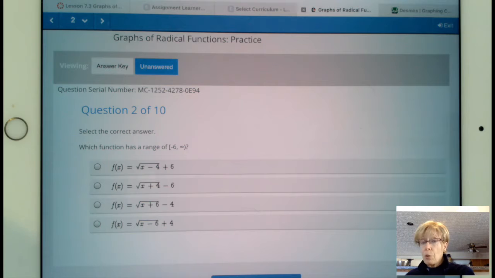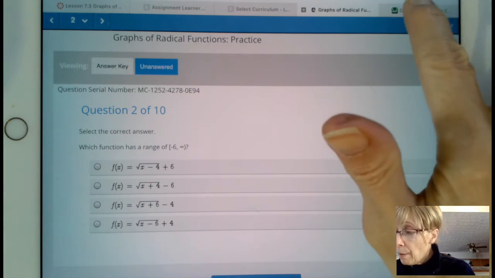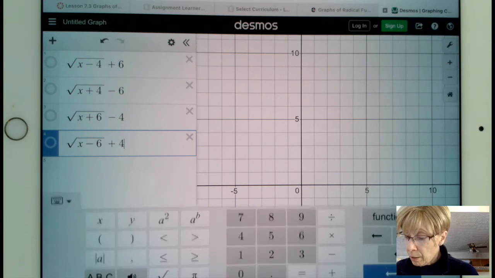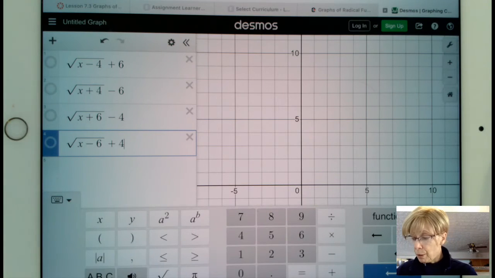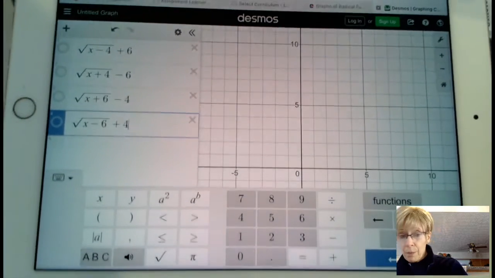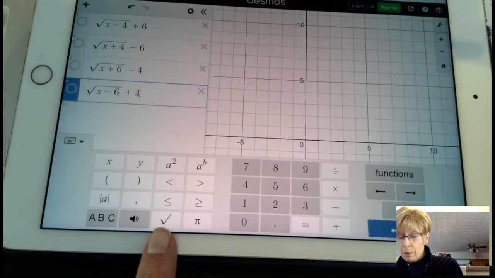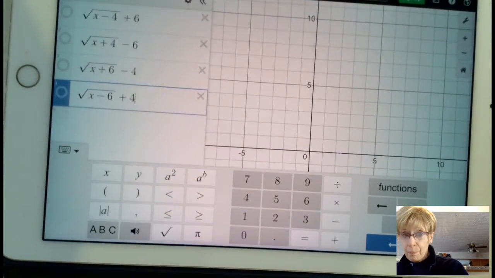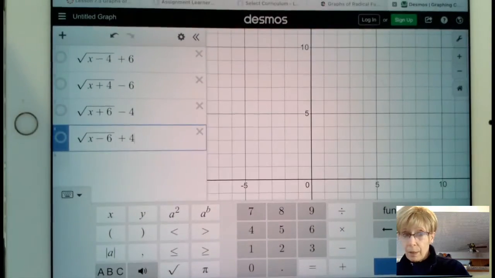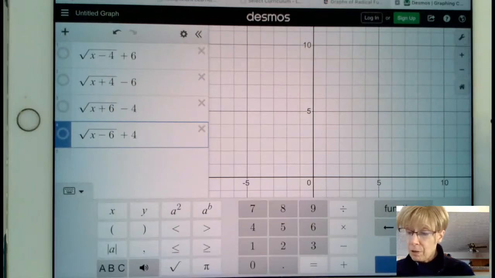But the thing is, you can use Desmos to help you if you don't know the answer right now. And again, range is the lowest value. I have them typed in because, remember, at the bottom of your screen, and you can't see mine right now, but if I tilt that, at the bottom of the screen here, there's the square root button. And like I said, I typed them in ahead of time just to save time.